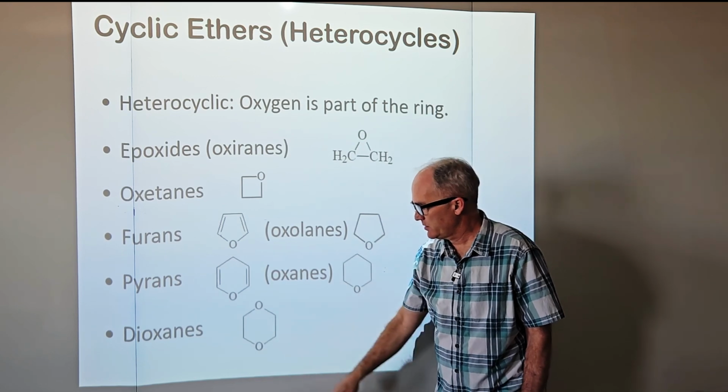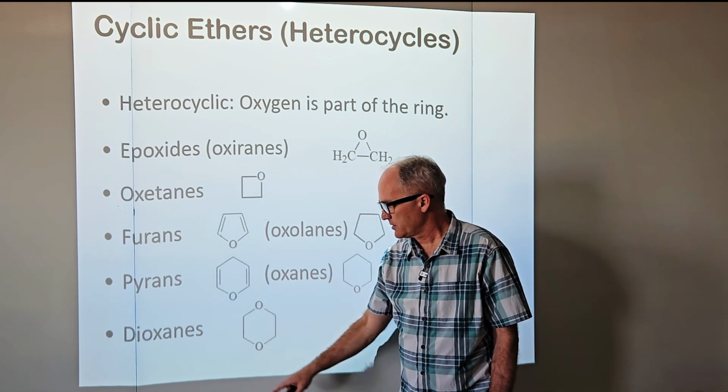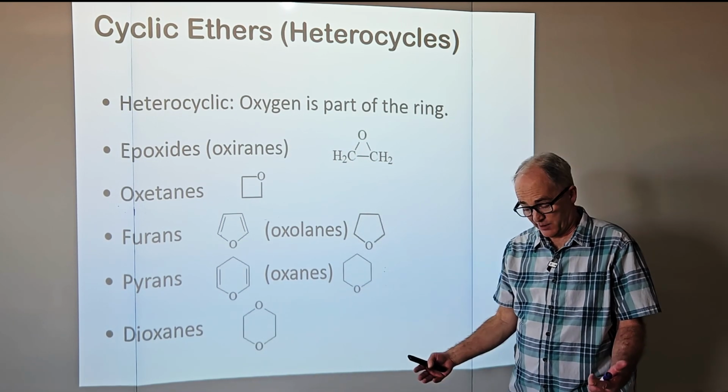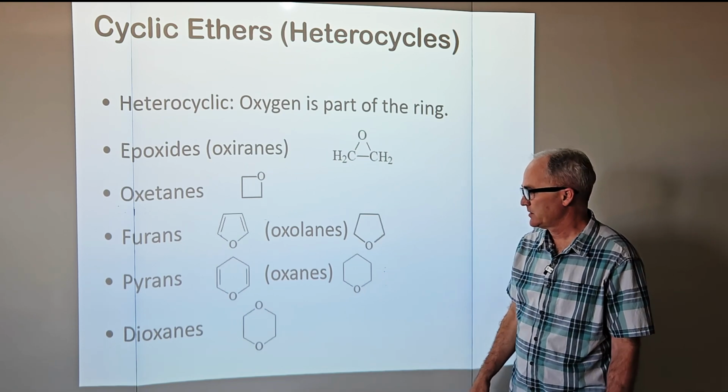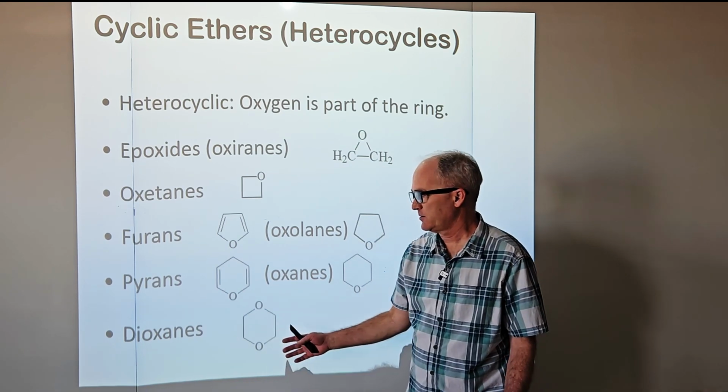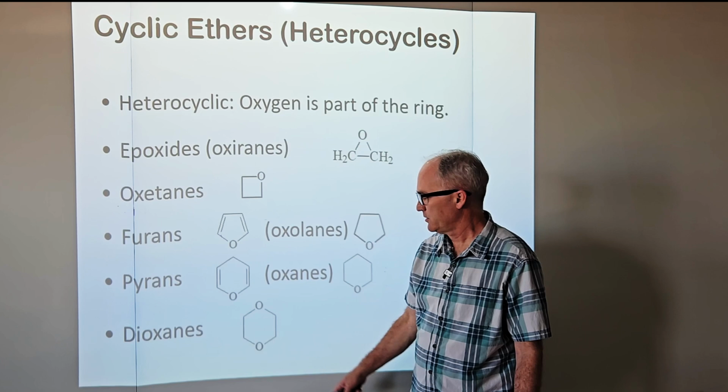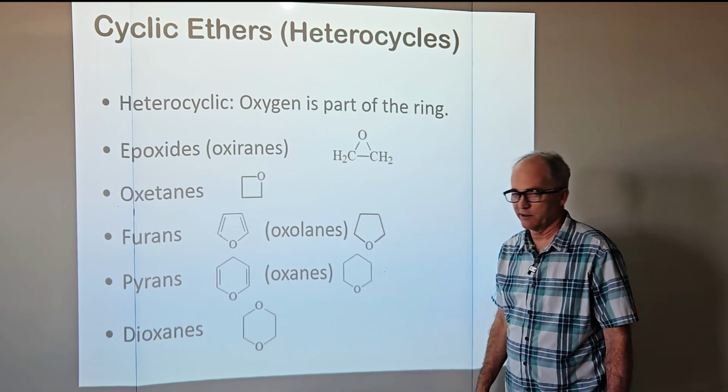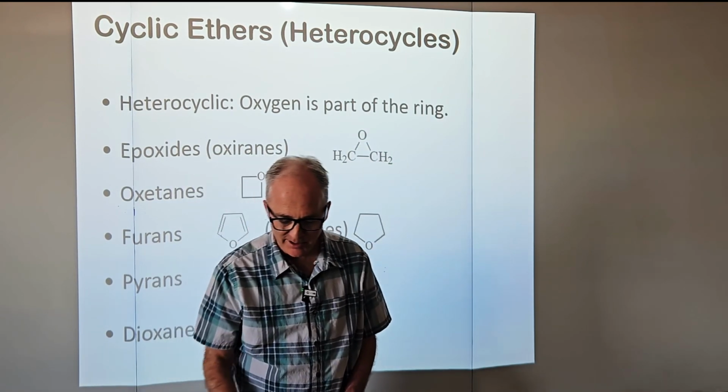Dioxanes are interesting because halogenated dioxanes are like the contamination in some Superfund sites. Paper mills and certain things generate halogenated dioxanes that are just horrible. That looks like a good place to end.